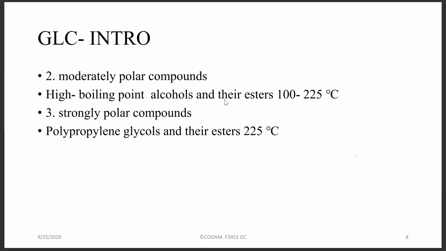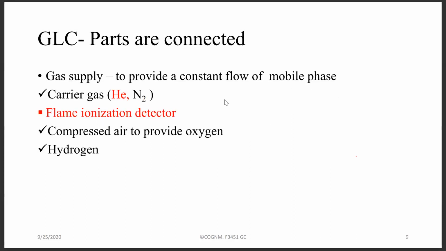For moderately polar compounds, for high boiling point alcohols and esters, the temperature is usually around 100 to 225. For strongly polar compounds such as polypropylene glycols and esters, it is 25 degrees Celsius. Our gas supply should be concentrated. Normally, our carrier gas is either helium or nitrogen. Helium is obviously preferred because of how light it is.